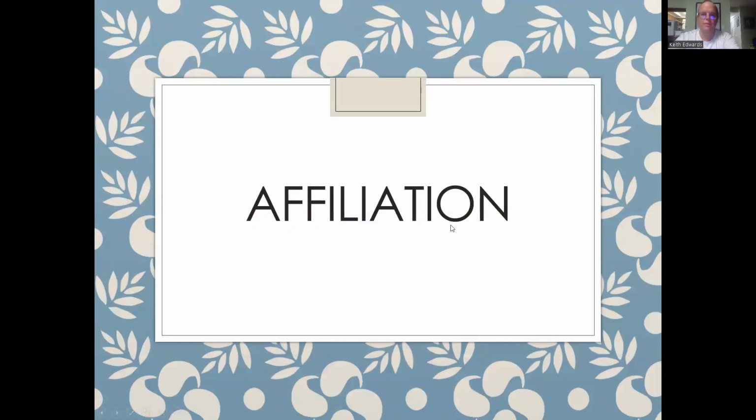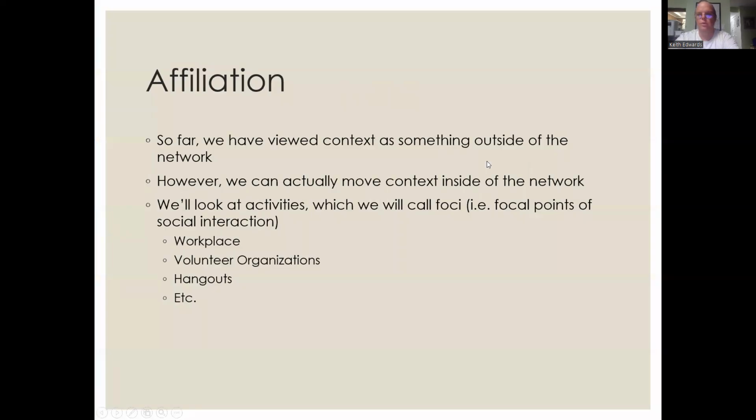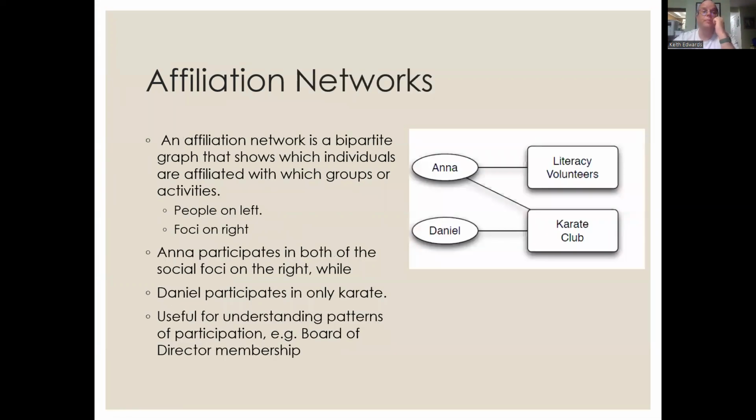Another factor that we can have in networks is affiliation. What are the organizations or activities that you're affiliated with? So far we've only viewed contexts that are outside the network, but we can actually move them inside the network. And we can look at activities which we'll call foci, or the focal points of social interaction. These could be your workplace, volunteer organizations that you're a part of, places where you hang out, boards that you serve on, etc., or websites to which you belong, or gaming groups that you take part in. That can be any type of affiliation really.